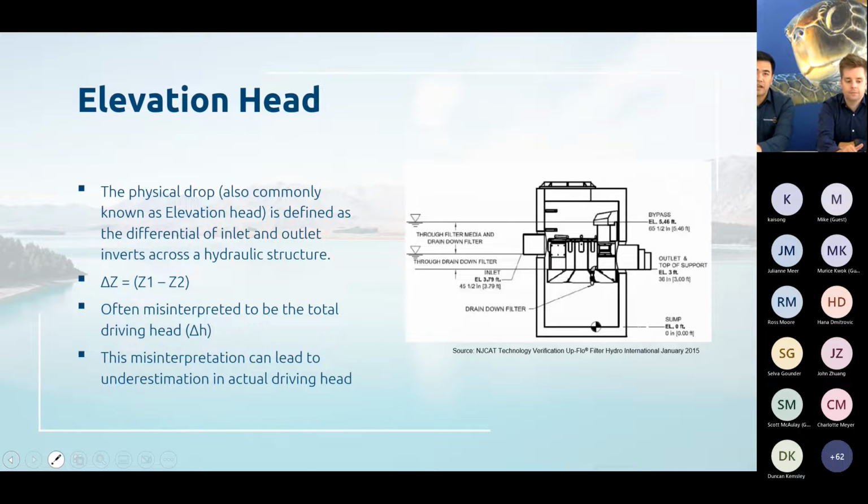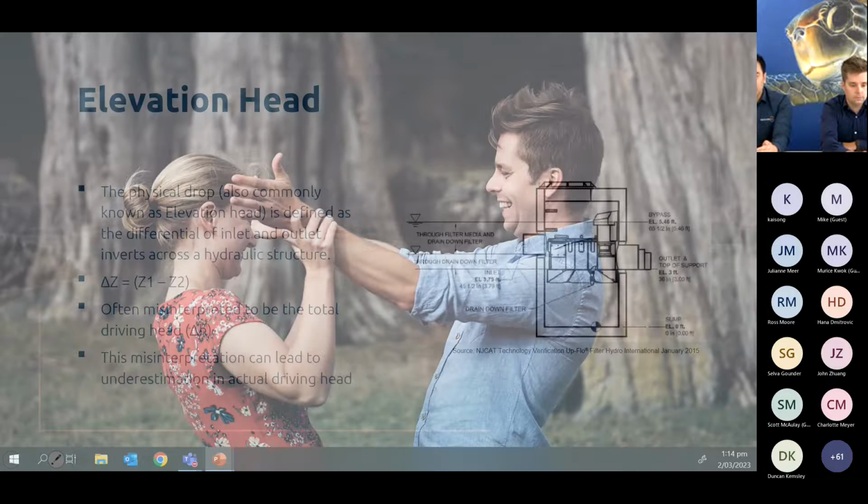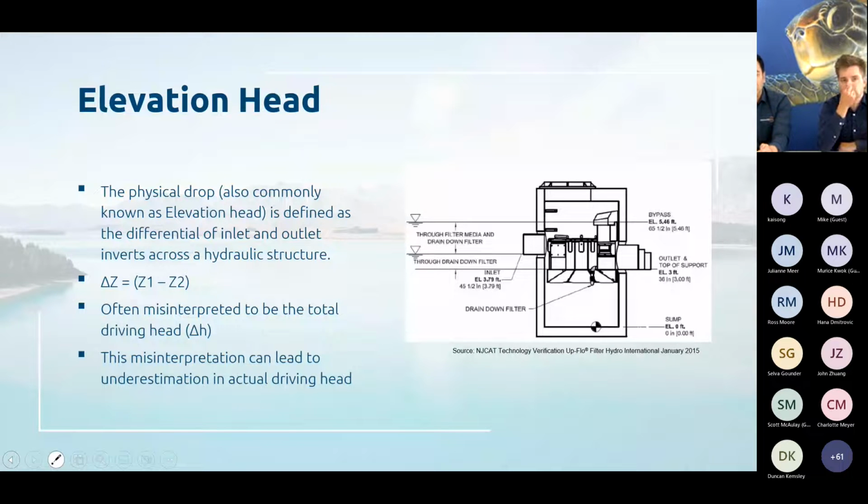So here, the elevation head, sometimes known as the physical drop, is defined as the difference between the inlet and outlet pipe across the hydraulic structure. But a lot of people misunderstand this to be the total driving head of the treatment device. As an example on the right, you can see the elevation head is represented by delta Z, but the total driving head is actually represented by delta H.